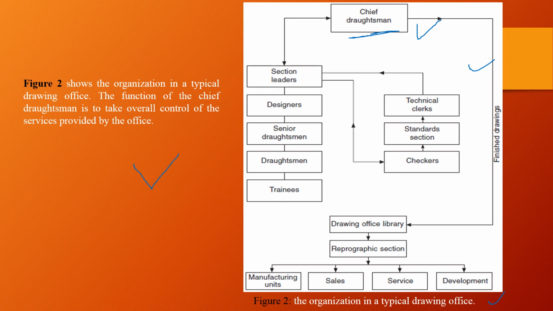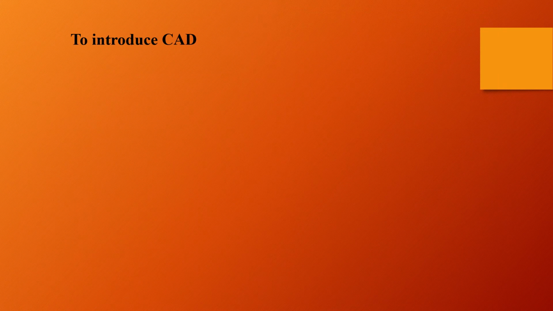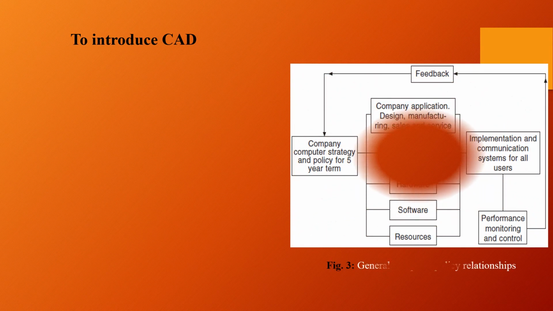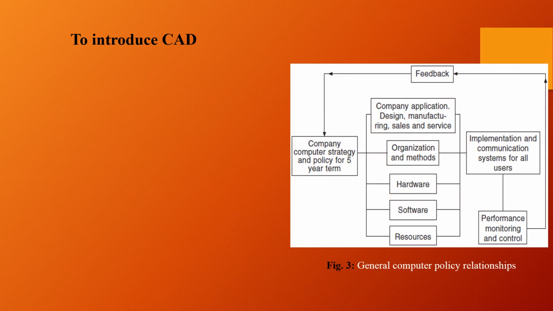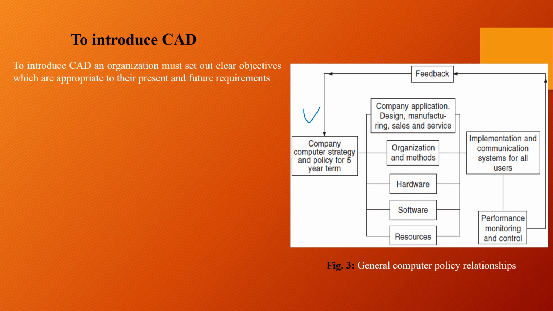Okay, let's move on. To introduce CAD, what is it? The general computer policy relationship is the company's computer strategy and policy for the 5-year term. That is the connection when working in the company. They are using CAD when they are going to produce any kind of object. Let's discuss the introduction part.